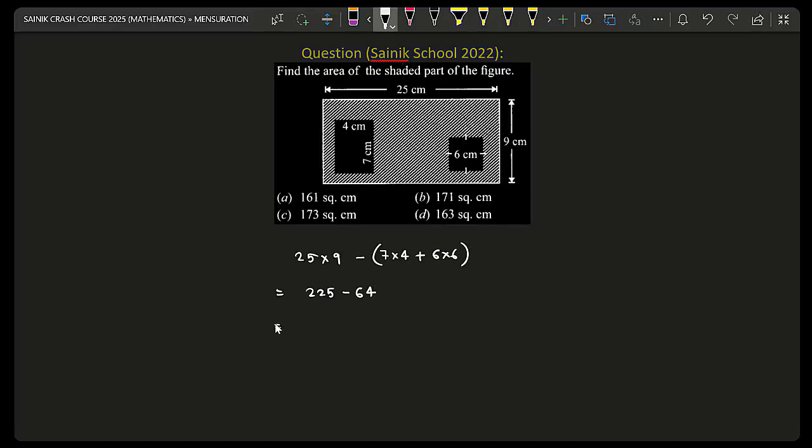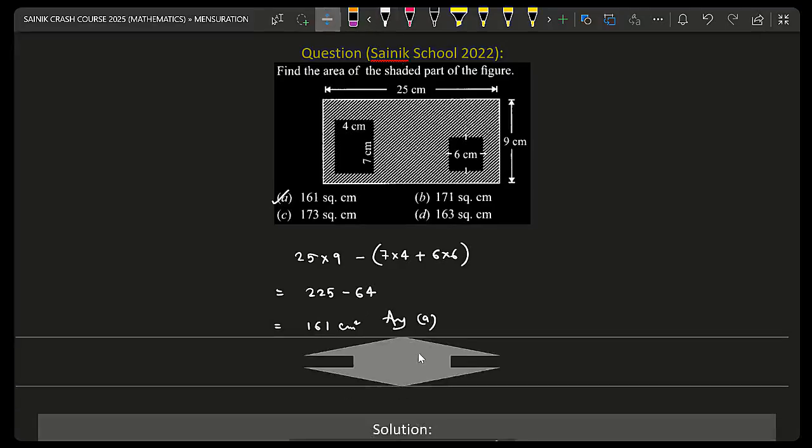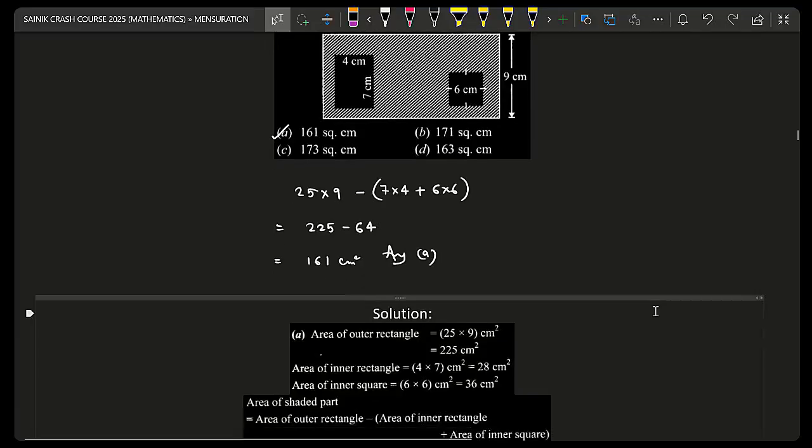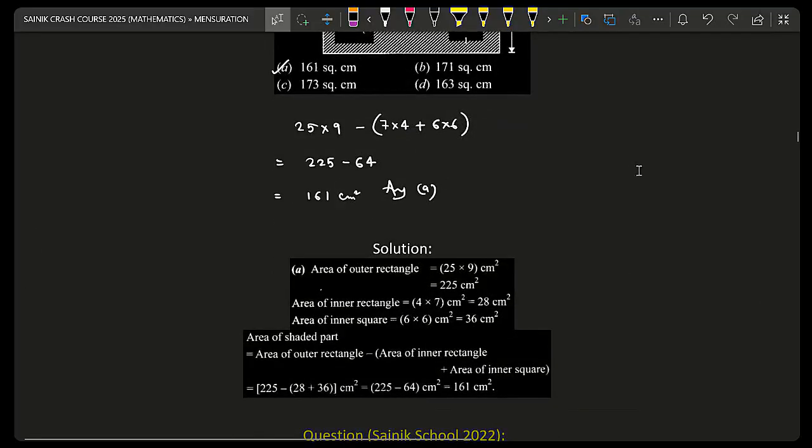Sir, 161. So what you got as the answer? Sir, 161. 161 square centimeter, or we can write centimeter square. So you got the answer A. Yes, Neeraj, very good. You can mute. So the solution: area of the outer rectangle you find, and subtract the sum of the areas of rectangle and square, you get the answer. So that is 161 square centimeter.